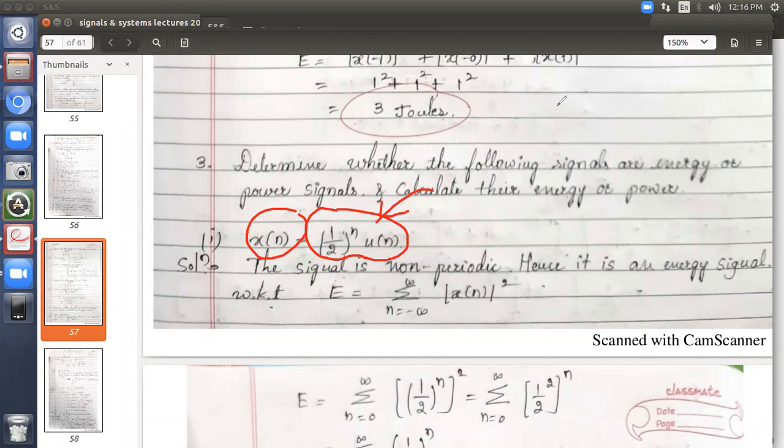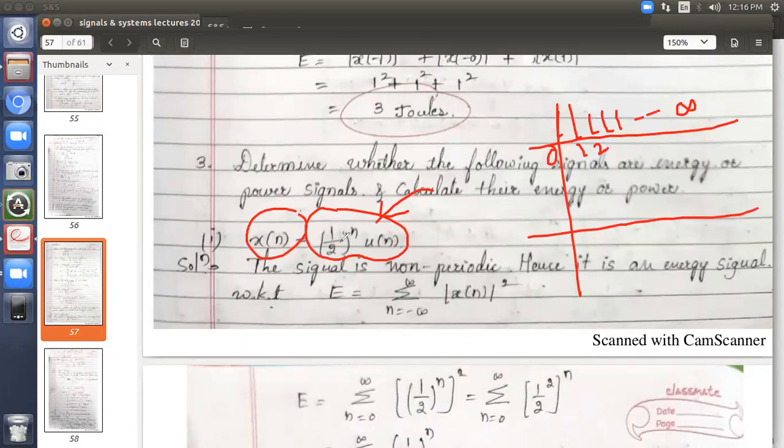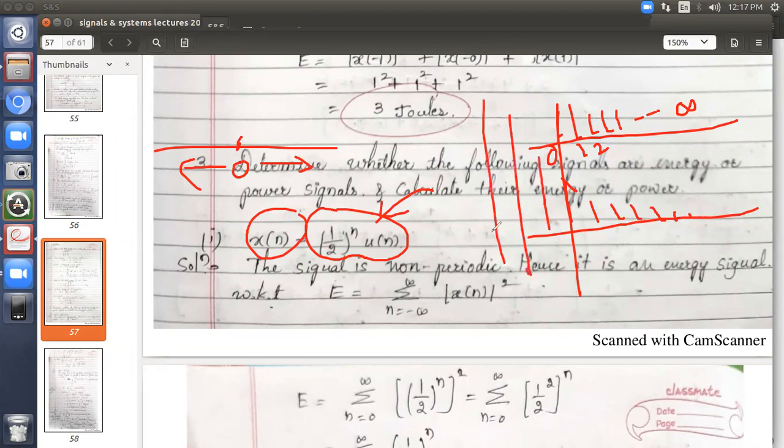If I try to draw this signal, half raised to n into u of n looks like this. It starts from 0 and extends up to infinity. For half raised to n, if you try to draw, put n equal to 0, 1, 2, 3, 4 and n equal to -1, -2, -3, both the time ranges, all positive times and all negative times. If you substitute n, half raised to 0, half raised to 1, like that, the signal looks like this. It decreases exponentially on the right, and on the left hand side it increases exponentially like this.